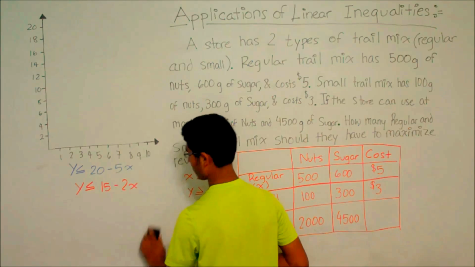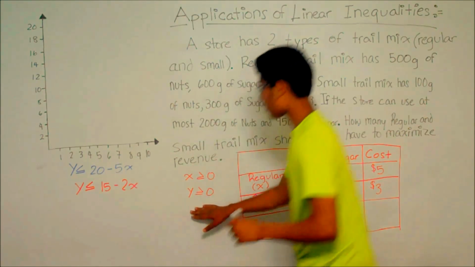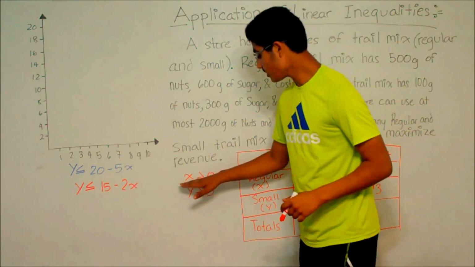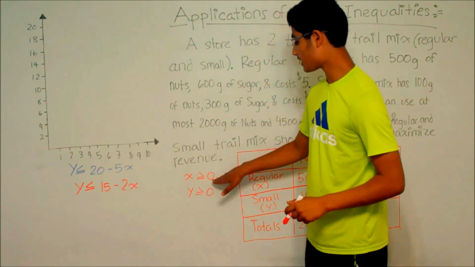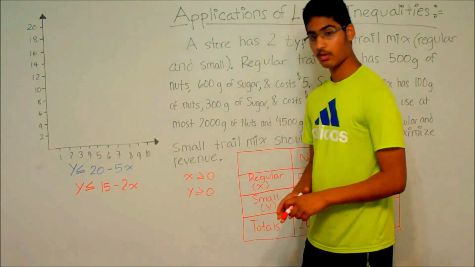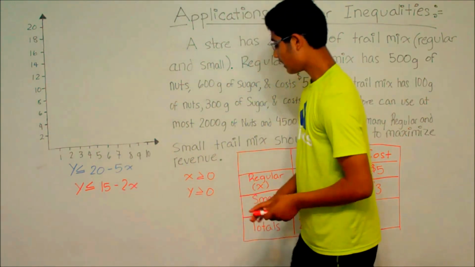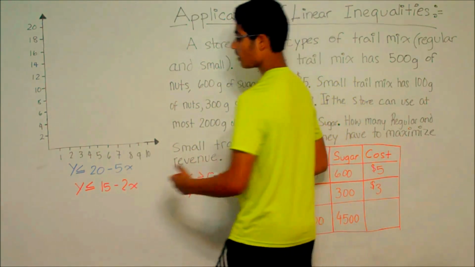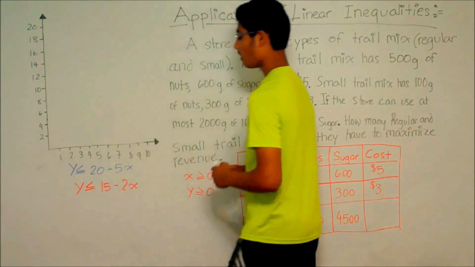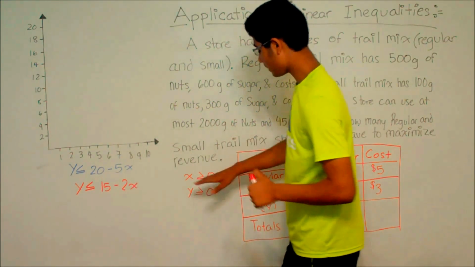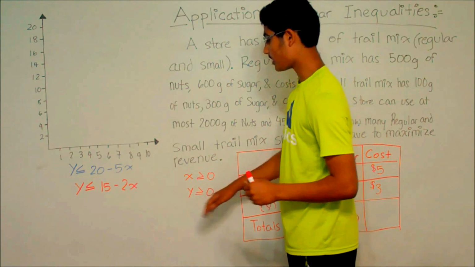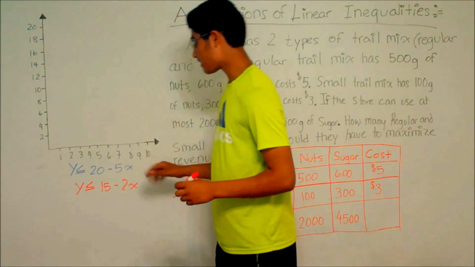So now let's graph these four conditions. Because we know that x is greater than or equal to 0, and y is greater than or equal to 0, that means that this whole quadrant is part of it. The axes are part of these conditions, so we don't have to draw these in. And now let's draw these.